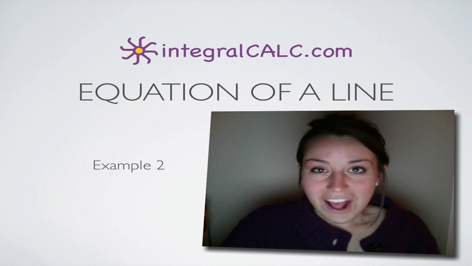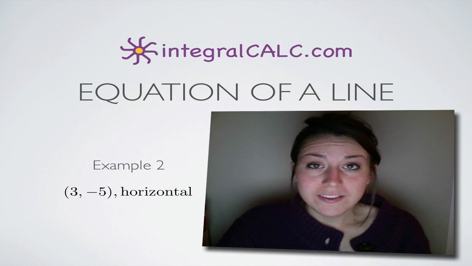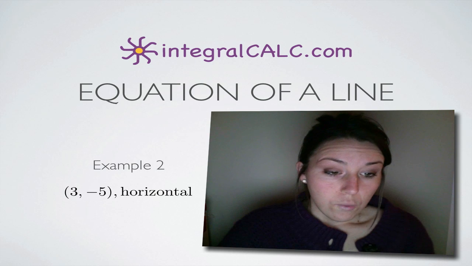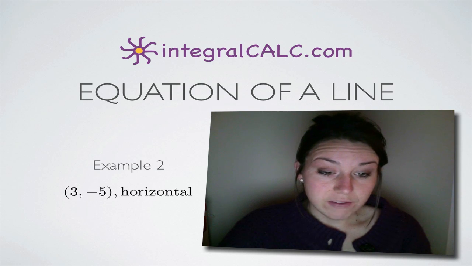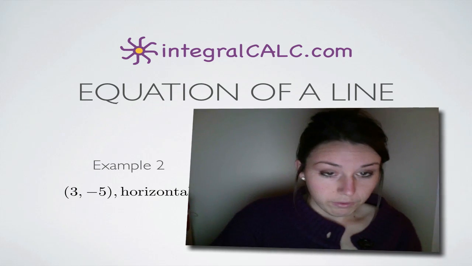Today we're going to be talking about how to find the equation of a line. In this particular example we're given two pieces of information about the line. One is that it passes through the point (3, -5), and the other is that it's horizontal. It's a completely horizontal line.